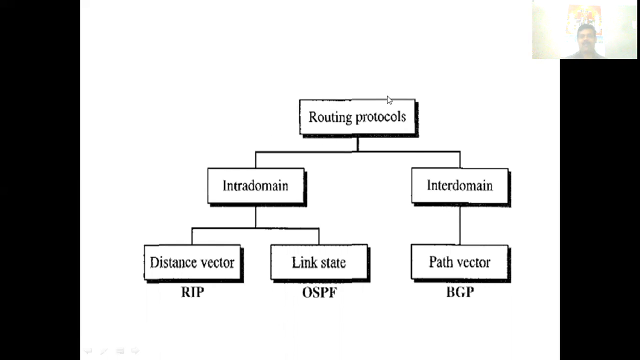The routing protocols can be divided into two types: intra-domain routing protocol and inter-domain routing protocol. The intra-domain routing protocol can itself be divided into distance vector routing protocol and link state routing protocol. The inter-domain routing protocol type is path vector routing. In distance vector we have RIP, the Routing Information Protocol; in link state, Open Shortest Path First; and in path vector we have Border Gateway Protocol.